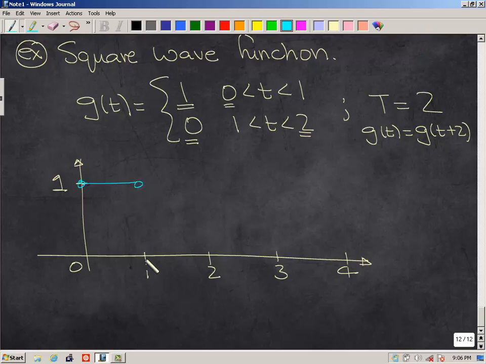Then from 1 to 2 it is 0. Then it's going to go back. Now it's going to repeat itself. It's going to be 1. Then it's going to be 0. Then it's going to be 1. And then it's going to be 0 and so on.